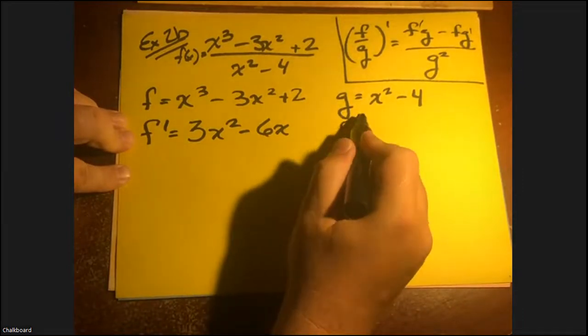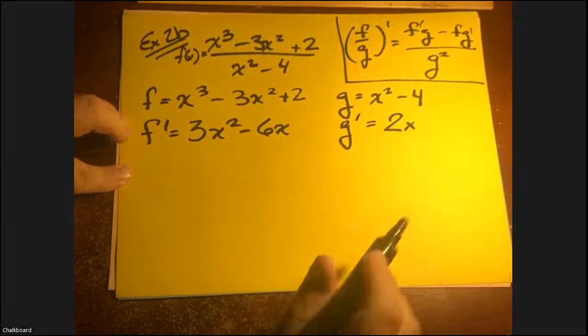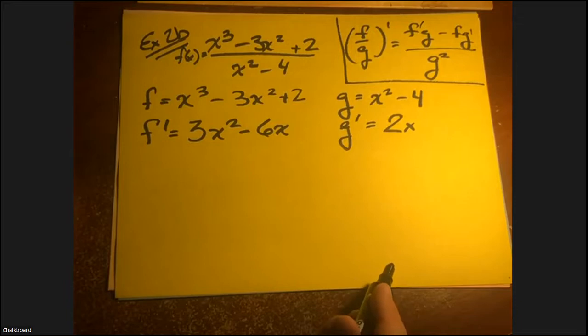And g prime, here that would make 2x. At this point, I'm not going to explain the same thing over and over again. I know you already saw me explain it a couple times. I don't want to bore you. But there are a lot of beautiful little theorems in here that are coming through.